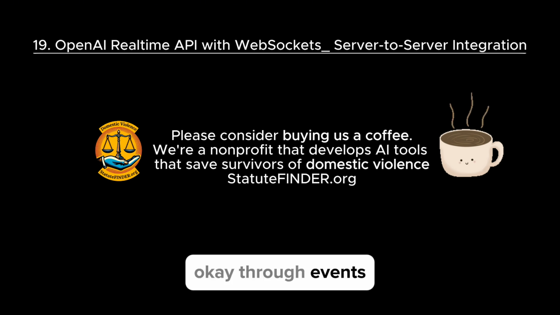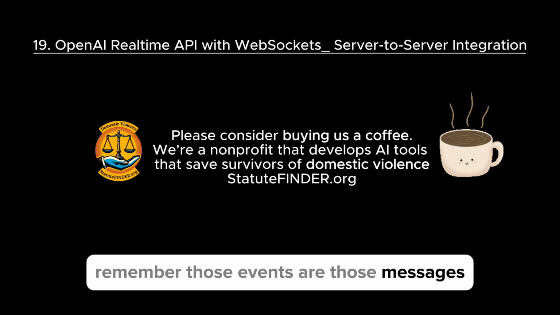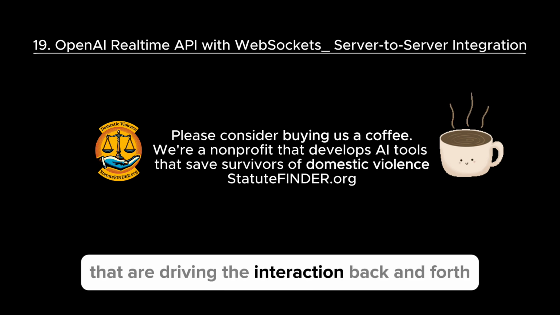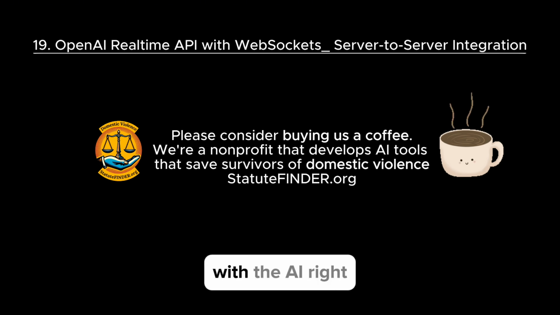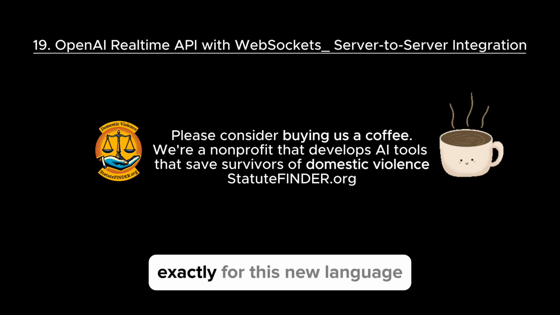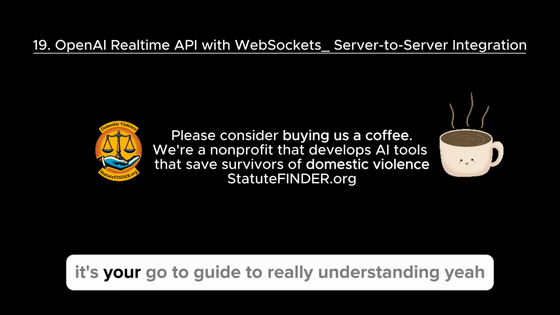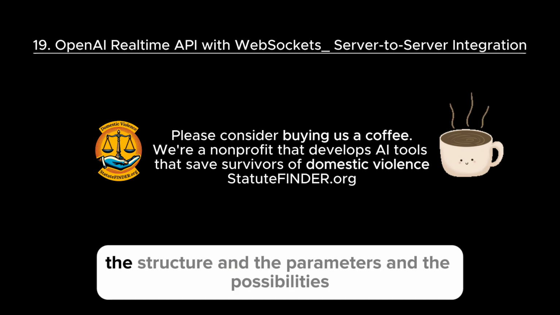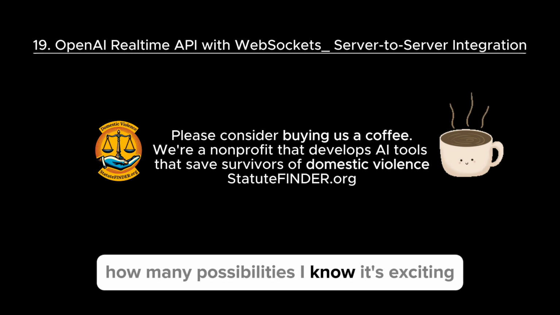Through events. Remember, those events are those messages that are driving the interaction back and forth with the AI. And our API reference is like our trusty phrase book for this new language. It's your go-to guide to really understanding the structure and the parameters and the many possibilities of each event.